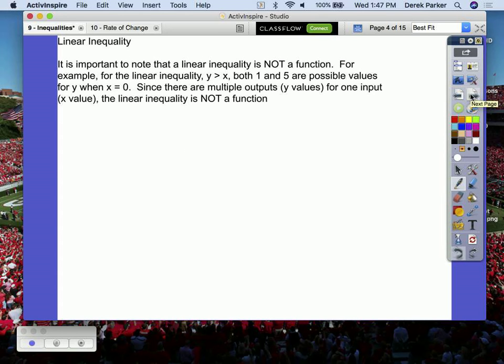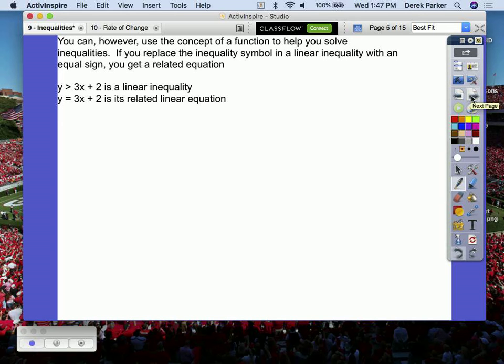It's important to note that a linear inequality is not a function. For example, for the linear inequality y is greater than x, both 1 and 5 are possible values for y when x equals 0. Since there are multiple outputs, y values, for one input, x value, the linear inequality is not a function, because the input can have multiple outputs. Going back to functions, an input can only have one output.